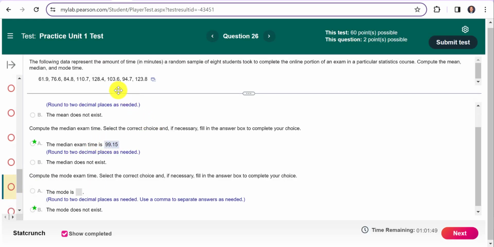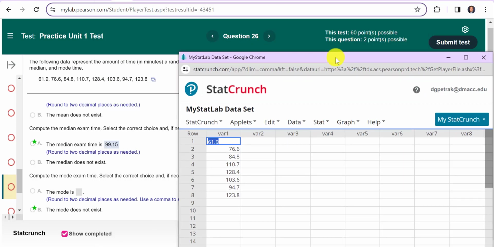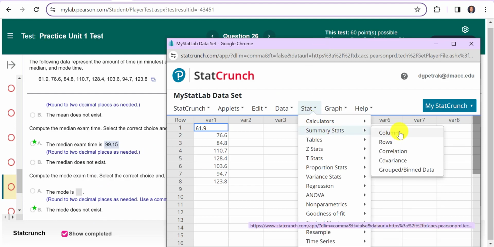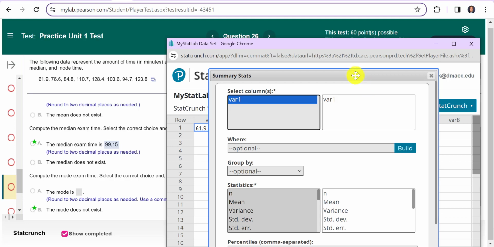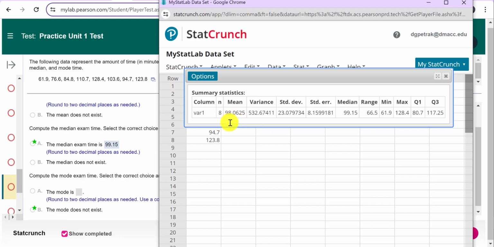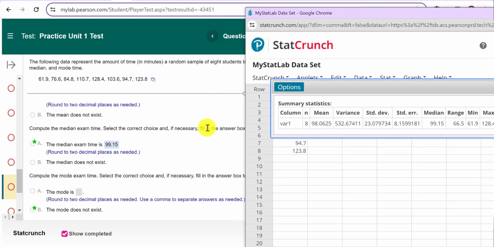And then we have a set of data here. Sample 8 students who took the online portion exam, compute the mean, median, and mode. Let's open these in Factor. I don't know by default if it gives you the mode. Again, mode is the one that occurs the most. And since there are no repeats here, there's going to be no mode. For the median, you just do stats, summary stats. There you go. Columns, compute. Move this up here. And there we go. The mean is 98.06 and the median is 99.15. So I think that's what they wanted. Yep.